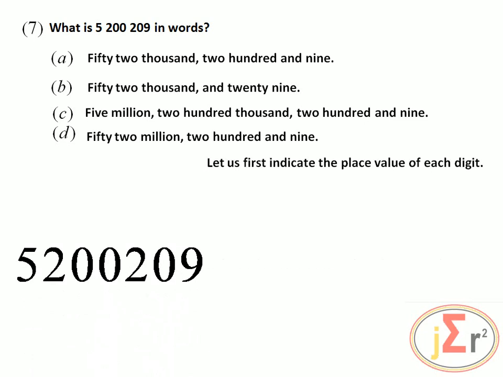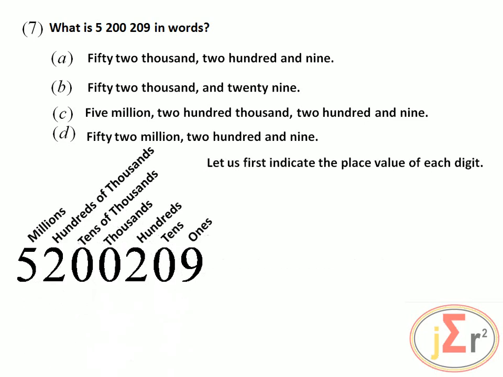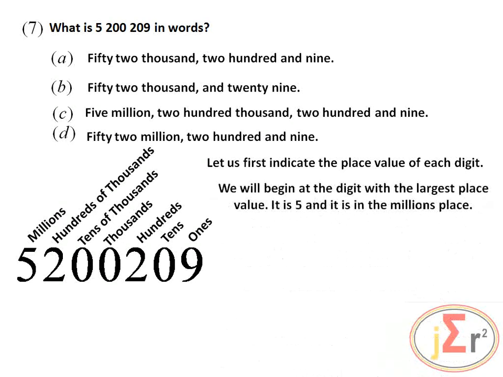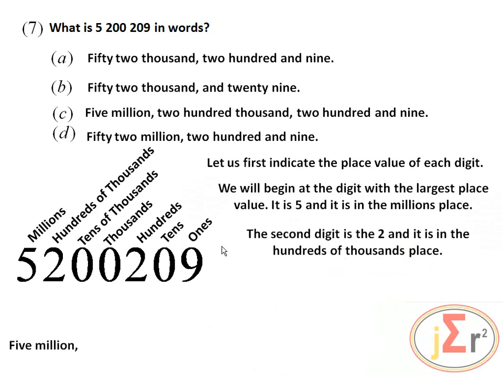Let us first indicate the place values of the digits. And there we have them. We will begin at the digit with the largest place value. It is 5 and it is in the millions place, as we can see right there. So it's 5 million. The second digit is the 2 and it is in the hundreds of thousands place. So 200,000, because it's in the hundred thousands place.